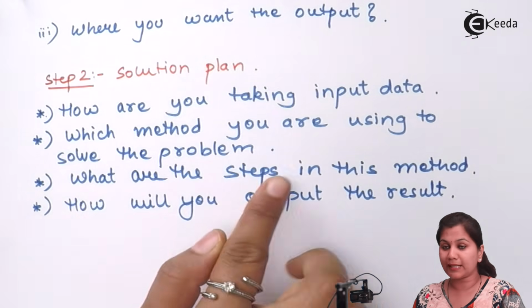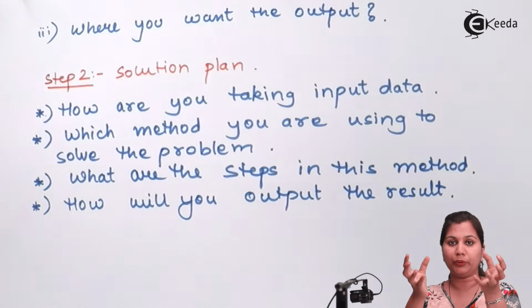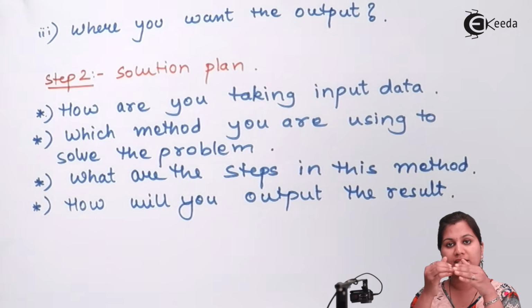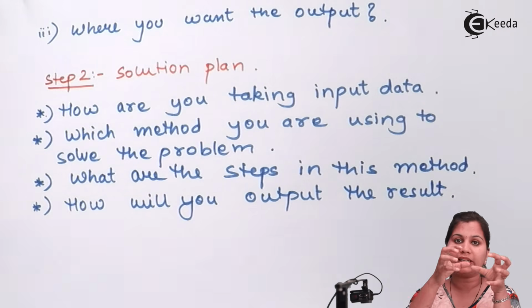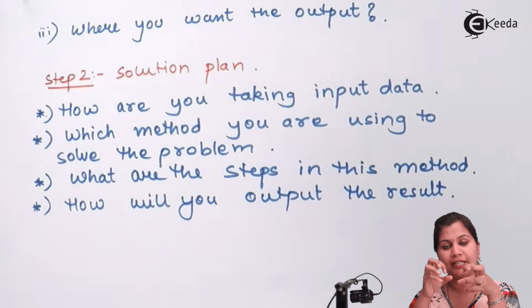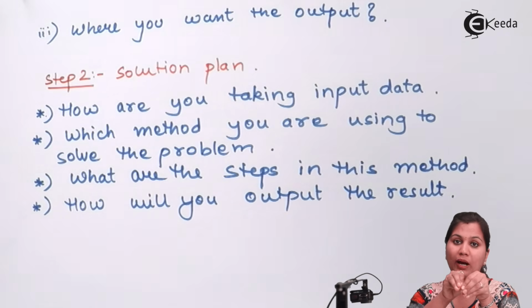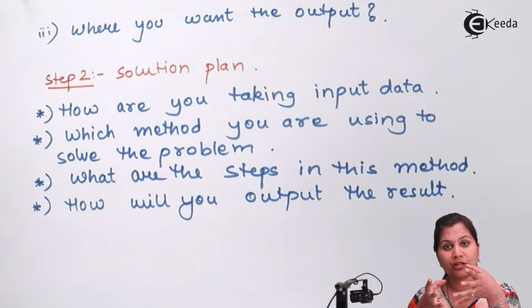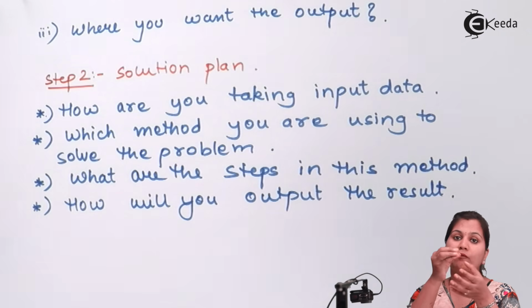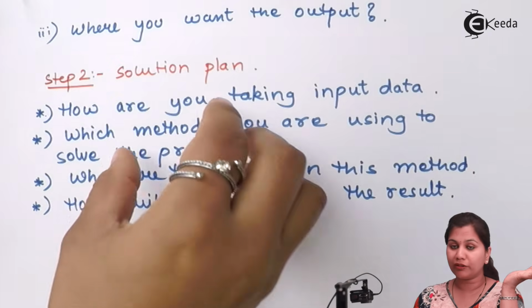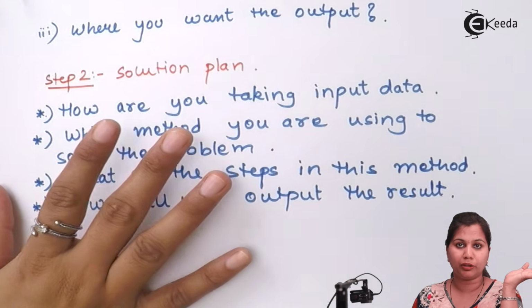Also, what are the steps in this method? Suppose you are doing the addition, so which steps you will follow, how you will get your first data, how you will get your second data, how you are going to add these two numbers, which instruction you are going to use, what steps you will follow, everything you will decide in step number 2.